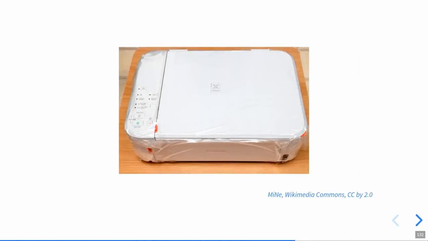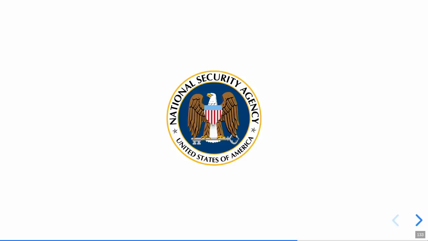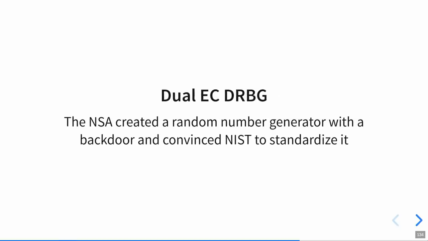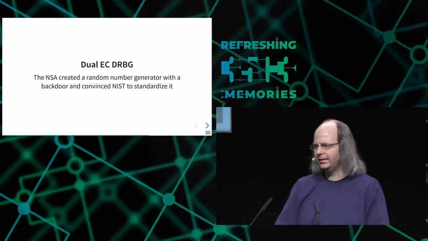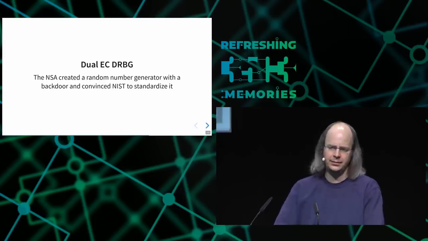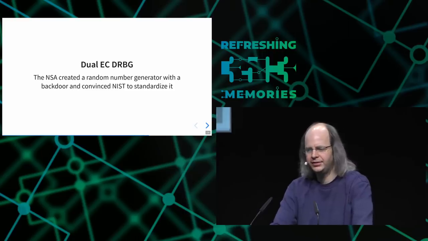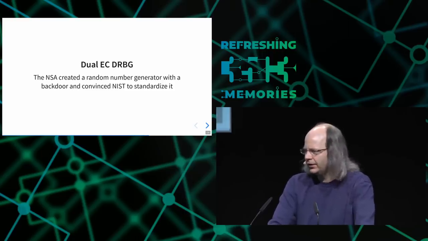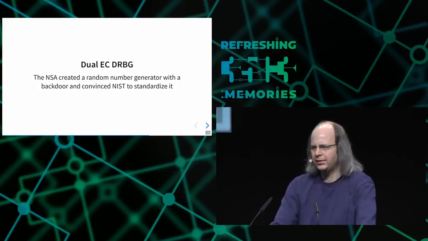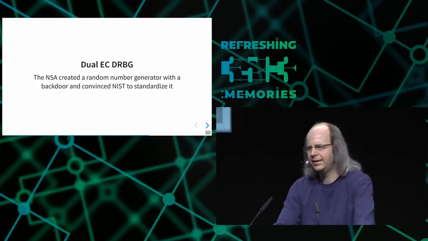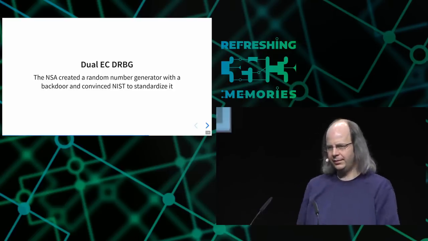There were a few more issues. This is a Pixma printer from Canon. These things have an HTTPS server, they have network support, and we have to talk about these people here. If you remember the Snowden revelations, one of the things that got highlighted there was a random number generator called DualEC-DRBG. And that has a backdoor, and these days everyone believes this is a backdoor by the NSA, and they have some secret key so they can predict what random values this random number generator will output.